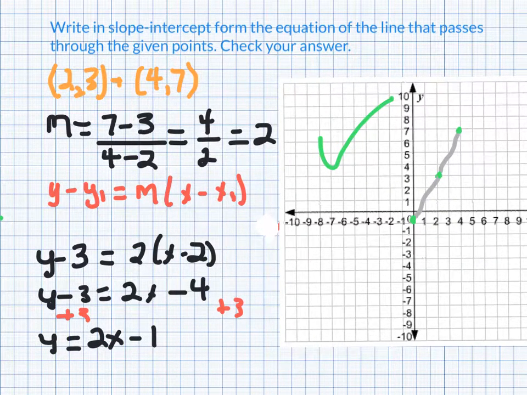Then I can check and see if my line does go through there. The intercept here is going to be the y-intercept, or the b, and you can see that it crosses right there at (0, -1). So that's what we needed to find out, what the y-intercept is.